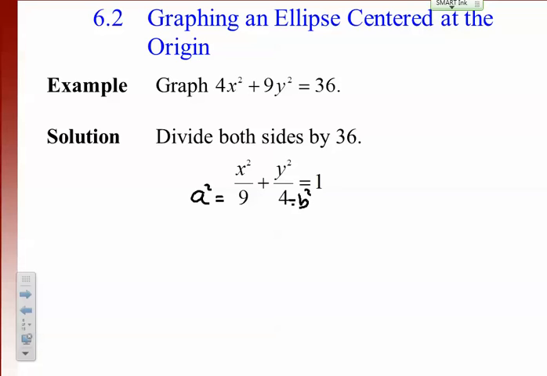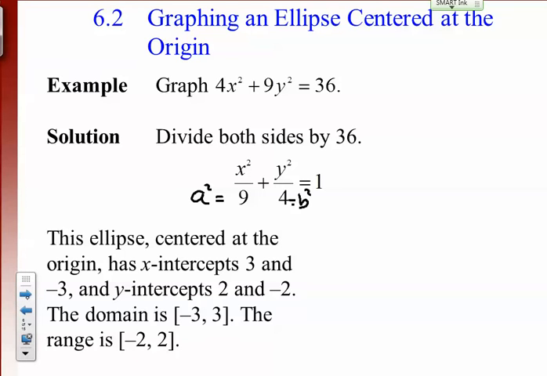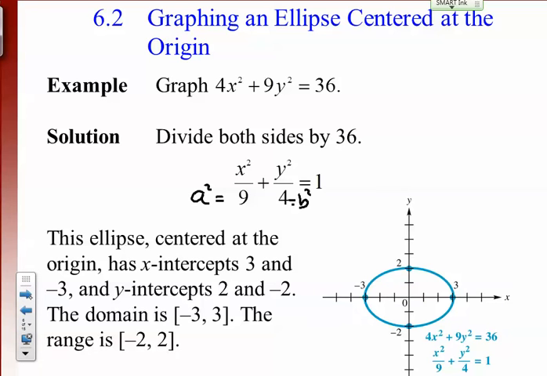Okay, so this one is going to be longer horizontally than it is vertically. So the major axis is going to be a horizontal axis. And the ellipse is centered at the origin. We're just doing one centered at the origin now. And the graph of it looks like this. Okay, so these are the 4 vertices we have: 3, -3, 2, -2. The vertices are centered at the origin.